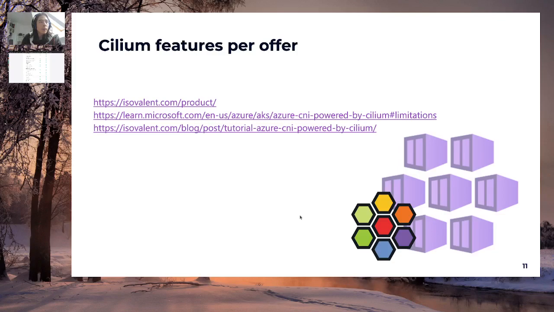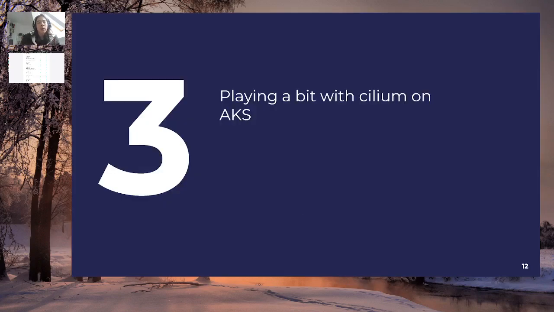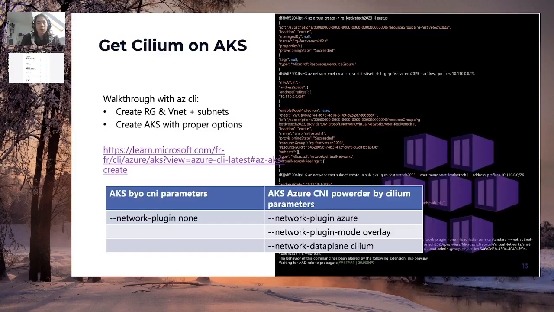Okay, moving on now. Let's go to the practical stuff. If you want to deploy a cluster with Cilium, we need to consider the configuration for the cluster creation. If we consider bring your own CNI configuration, we need to specify at creation time that we won't use a network plugin, so we will set it to none. If we want to do it with Azure CNI powered by Cilium, we need to specify the network plugin to Azure because this is an Azure CNI.